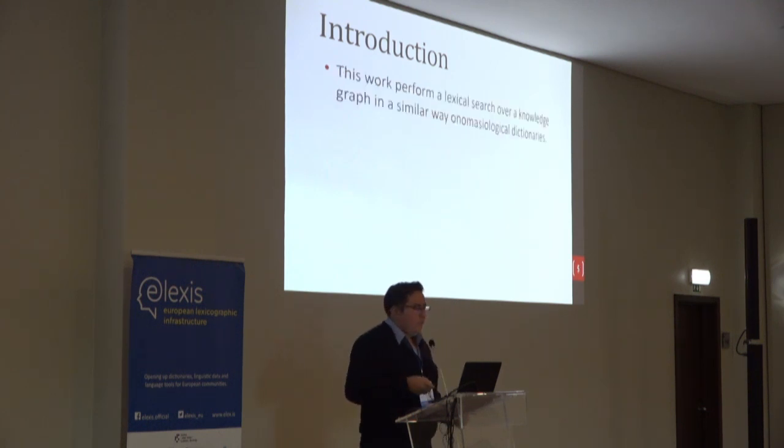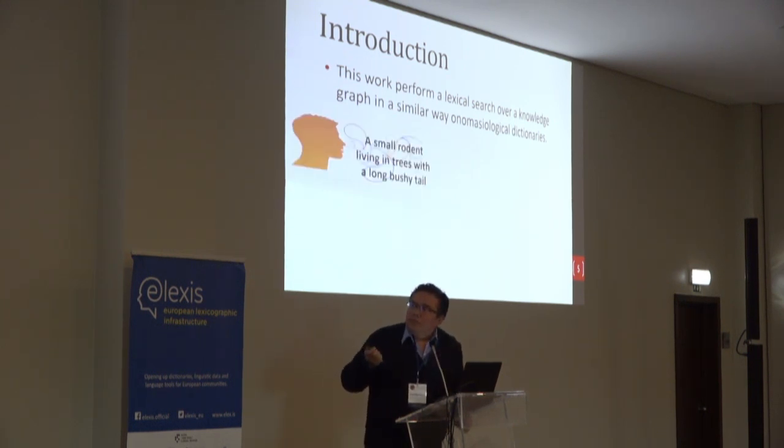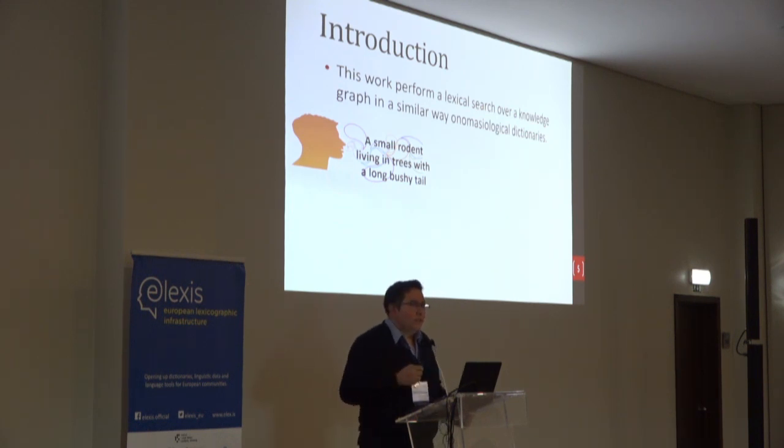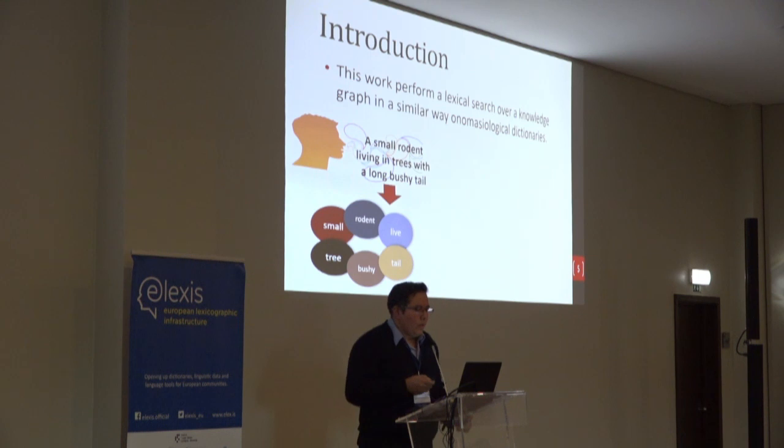So in this slide, I'm going to present the main idea of my work. First of all, I have some definitions made by humans. For example, a person says, what is a small rodent living in trees with a long bushy tail? With this description, I only kept some specific words in lemma form. For example, I have only rodent, leaf, tail, bushy, tree, small.